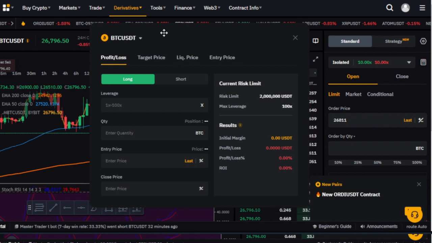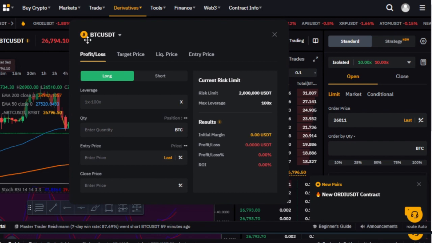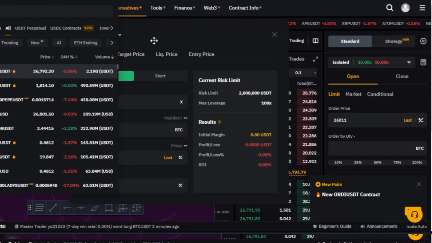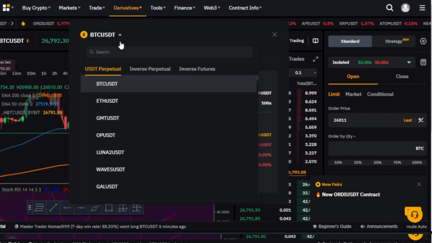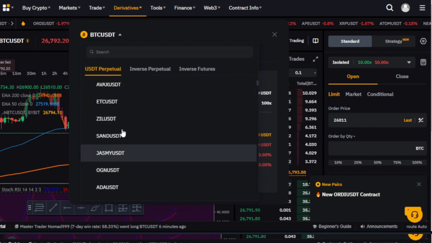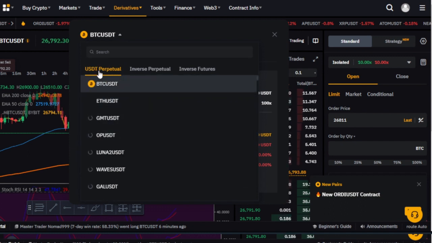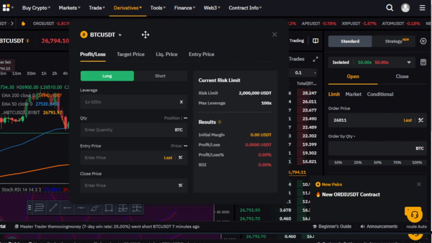This is the calculator tool on the web version. If I click on it, this pops up. Here is where you select the coin you are going to trade. In this case, it's selected BTC because BTC is the default coin. But if you are not calculating for BTC, you can click on it and select any coin you want to trade. Make sure you are always on the USDT perpetual if your capital is in USDT.